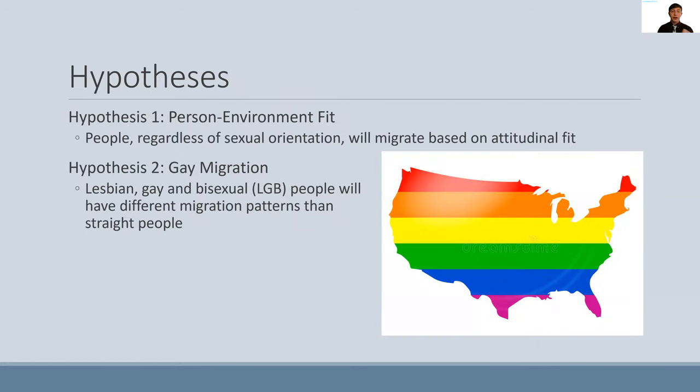For the first hypothesis, I call this the person-environment fit hypothesis. This is the idea that regardless of sexual orientation, people want to be around those who fit them. So if they are someone who has a very strong preference for straight people over gay people, and perhaps they're not too fond of gay people, they might want to live around others who agree with them. On the other hand, if people have a high view of gay and lesbian individuals, they might want to live around those who agree with them. And then hypothesis two goes into this gay migration idea, which is that same-sex attracted people, or lesbian, gay, and bisexual individuals, will have even more of a motivation to go to a gay-friendly area and also away from a gay-unfriendly area, even on top of this person-environment fit that I'm discussing. So these hypotheses guide my following study.